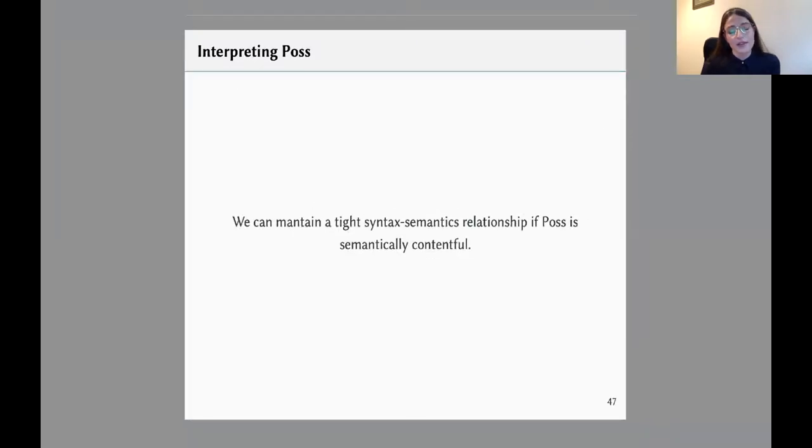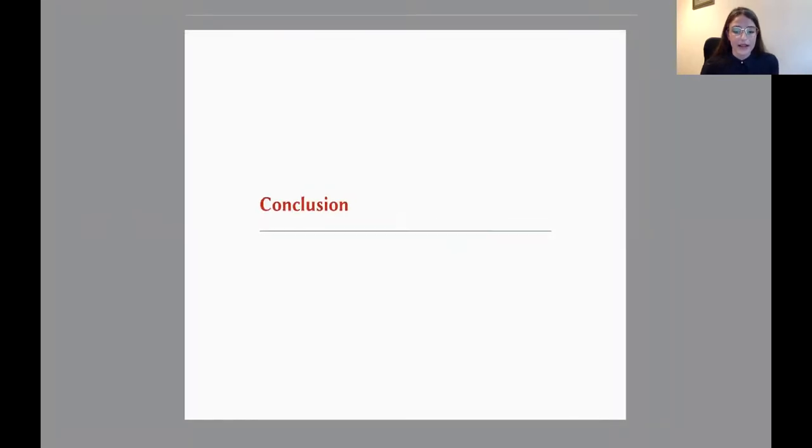And so the benefit of this type of approach, by giving POS a contentful semantics, is that we can maintain a tight syntax-semantics relationship if POS is actually doing something rather than simply being there as a kind of functional nominalizing layer. Okay, so now I'll just wrap up.